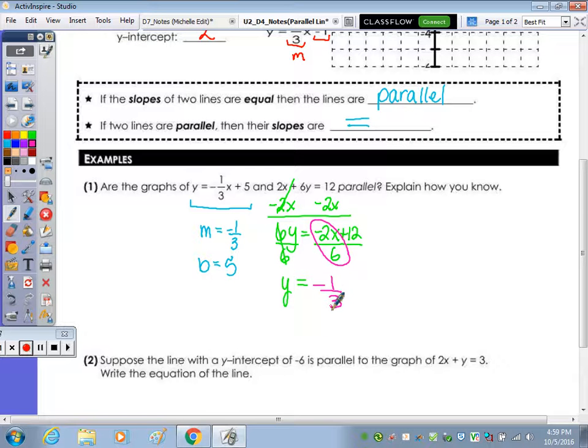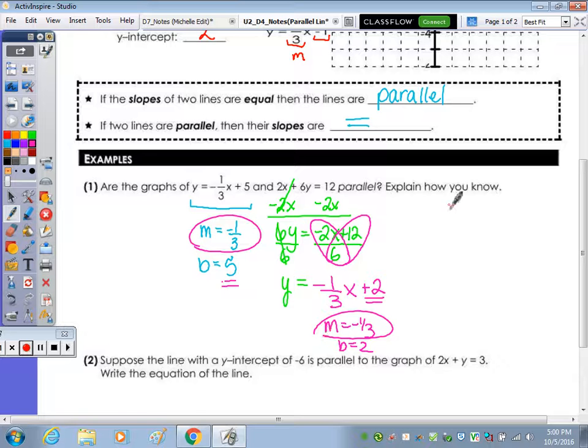So it does have the same slope. I want to continue solving though to see if it is the exact same line. 12 over 6 is 2. Since it's not the exact same line, they have a different b value. If it was the same line, they wouldn't be parallel. So our m is -1/3 and our b is 2. I know they're different lines, and because they have the same slope, they are parallel.